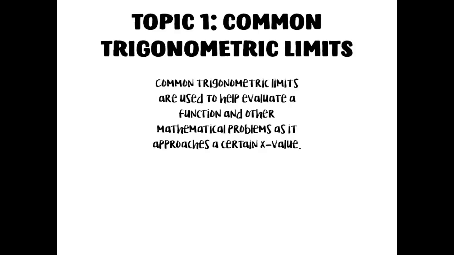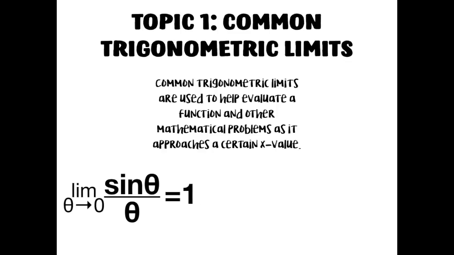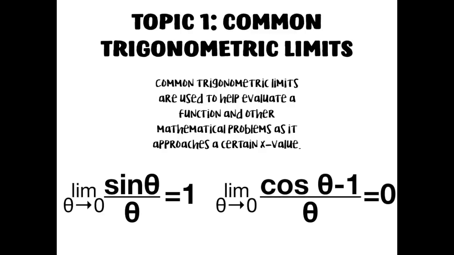Common trig limits are used to help evaluate a function in other mathematical problems as the function approaches a certain x value. One example would be the limit of sine theta over theta as theta approaches 0, which is equivalent to 1. Another common trig limit in calculus would be the limit of cosine theta minus 1 over theta as theta approaches 0 is 0.